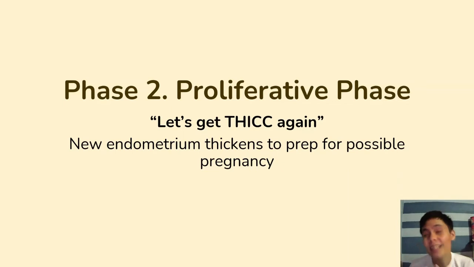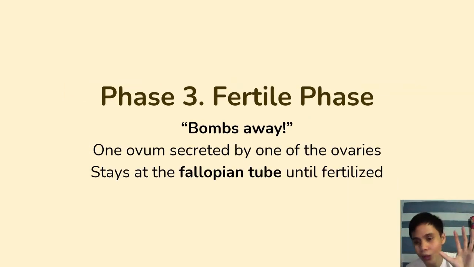Next is the proliferative phase. It's basically the thickening phase. Now, this is when the endometrium starts to thicken again. It's the preparation for pregnancy. So the new endometrium thickens to prep as much as possible for pregnancy, which happens if the sperm reaches the ovum during the fertile phase.